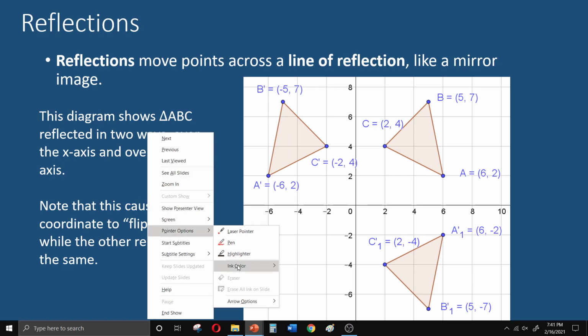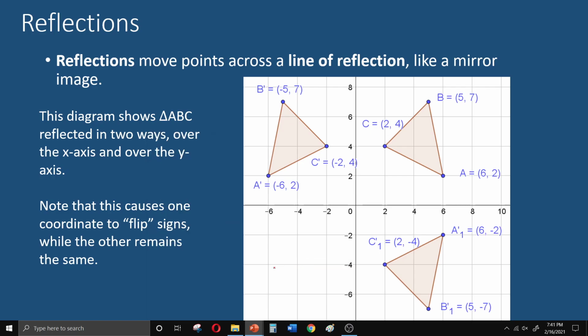So if we look at this example, we're starting with this as our pre-image. And then we're reflecting it in two different ways. One way is to go over the y-axis. And if you think about it, I'm just going to go straight across. So my y-coordinate's not going to change. It's going to stay 7 the whole way. The only thing that's going to change is instead of going 5 this way, I'm now going 5 in this direction. So my x-coordinates are going to switch.